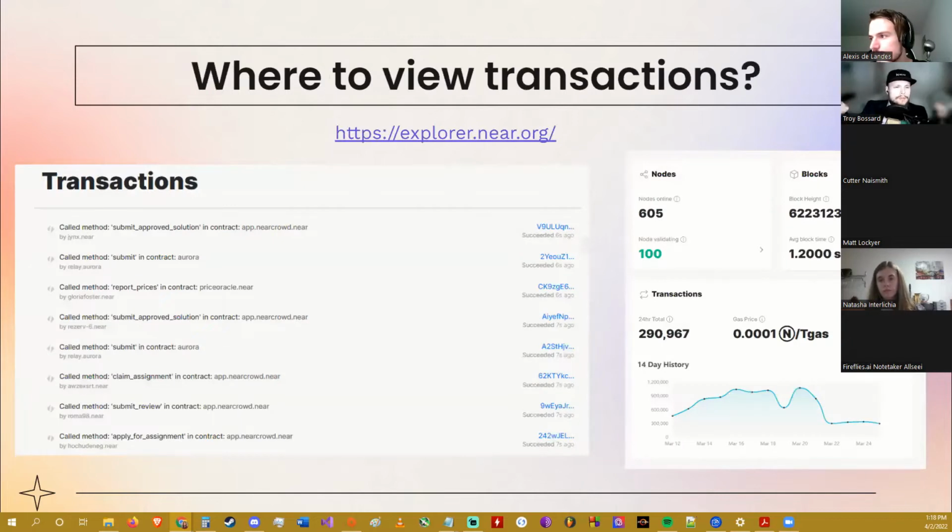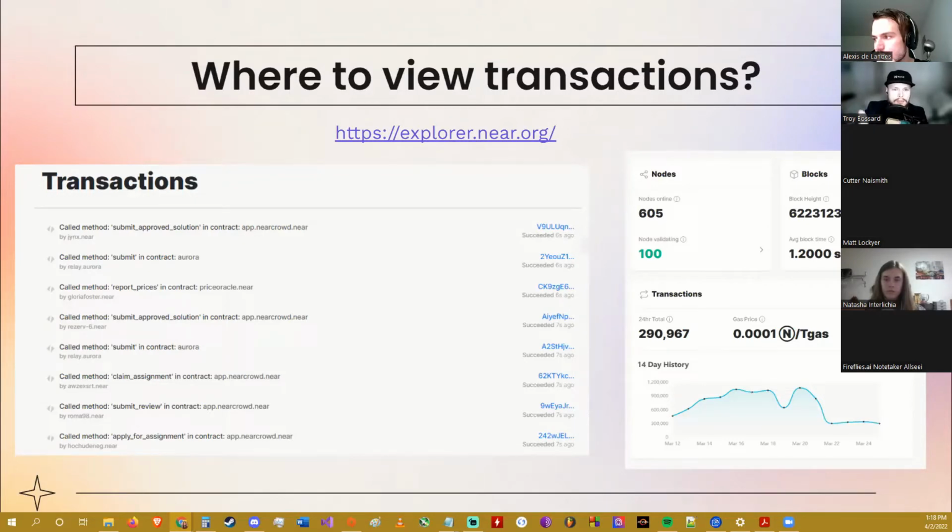So if you're wondering where you can view transactions on Near, you can go to explore.near.org. Here you can see some examples of what type of information you're able to see in the Near Explorer. You can view the current number of nodes, the total number of validating nodes. You can see the block height, transactions for 24 hours, as well as a running list of transactions, which include things like contract calls and execution, as well as strictly value transfers, i.e. the exchange of Near tokens from one account to another.